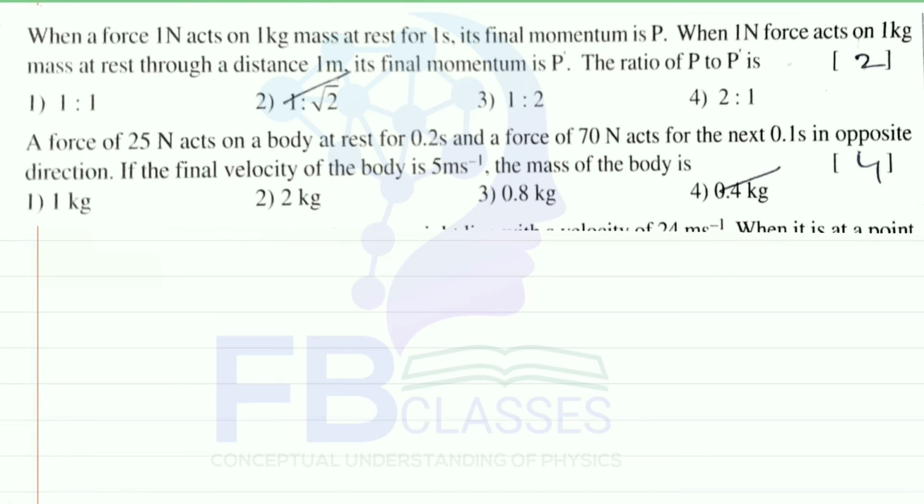Okay students, I am going to read the question. When a force of 1 Newton acts on a 1 kg mass at rest for 1 second, its final momentum is P. When a 1 Newton force acts on a 1 kg mass at rest through a distance of 1 meter, its final momentum is P dash. The ratio of P to P dash is, the options are given: 1:1, 1:√2, 1:1, 1:2, 2:1.